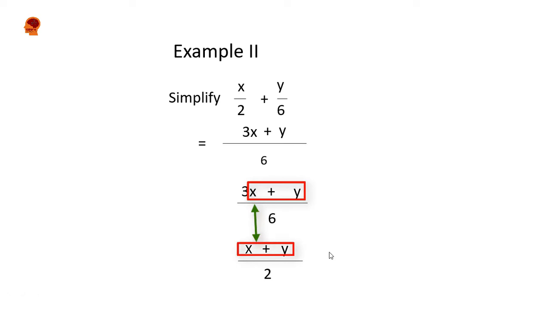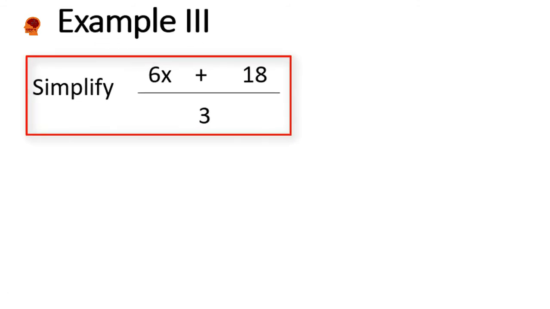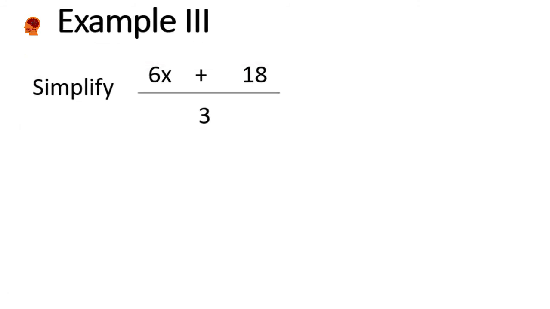Now let's take another example. That's example 3. Example 3 says simplify 6x plus 18 all over 3. Look at it carefully. This is an algebraic fraction. What are we going to do in this? We are going to factorize 6x plus 18, and we're going to have this.